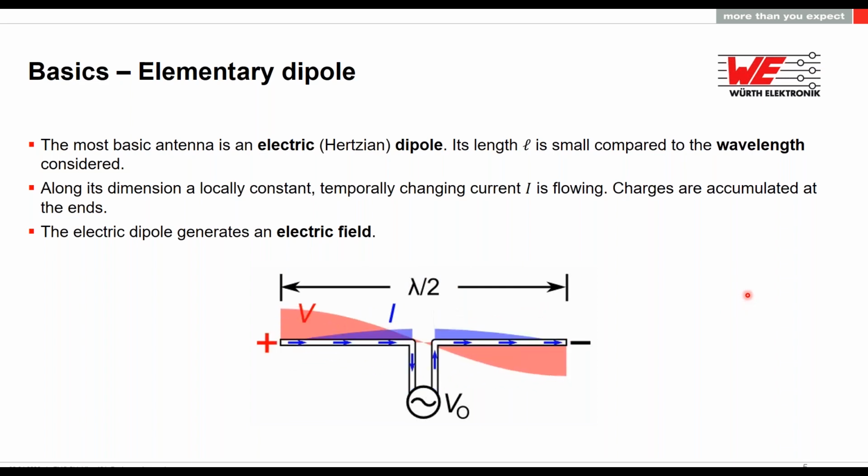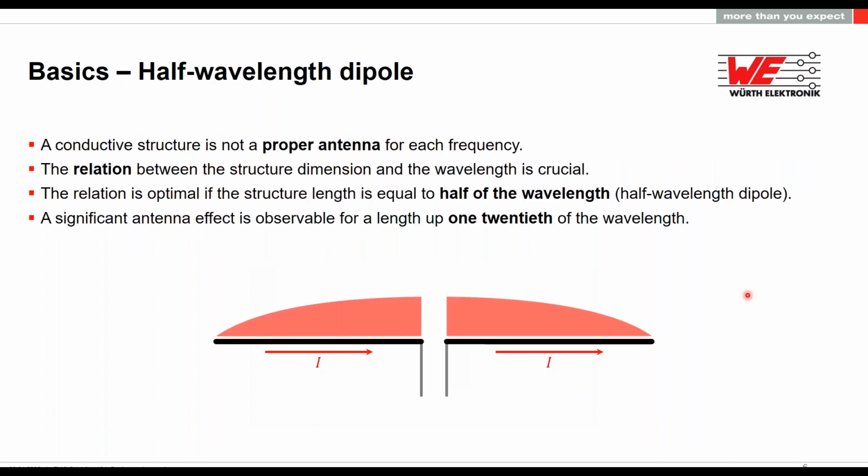Electric dipoles are mainly generating electric field. This doesn't mean they don't also generate magnetic field, because they come together, but mainly it's electric field. Every conductive structure, we said, can behave like an antenna. So every conductive structure can behave like a dipole antenna.